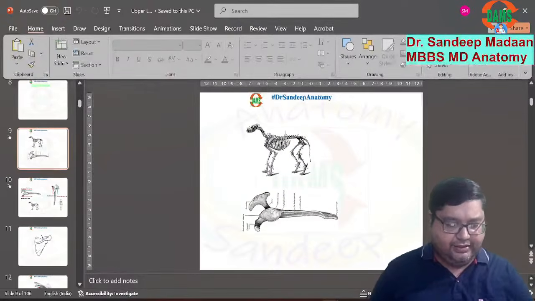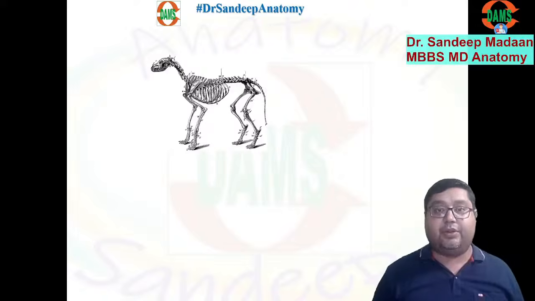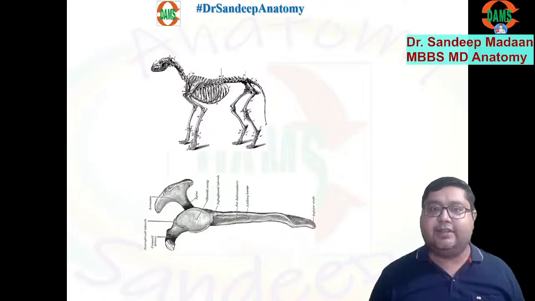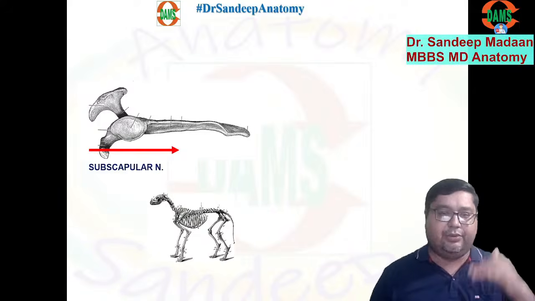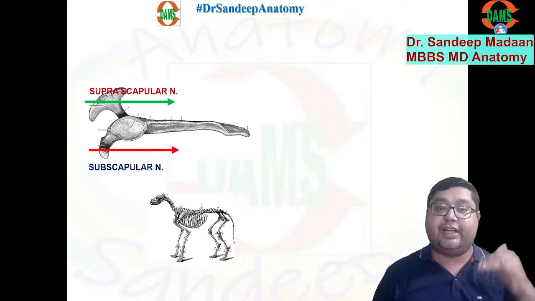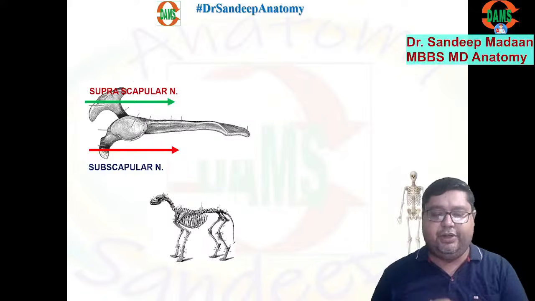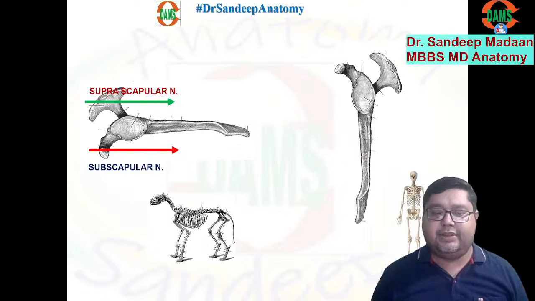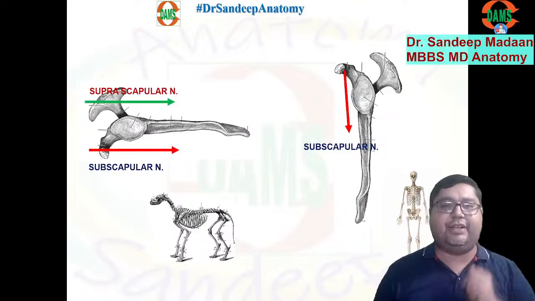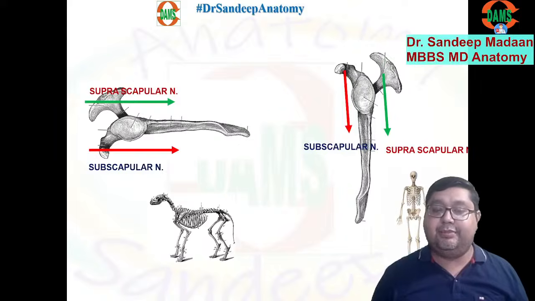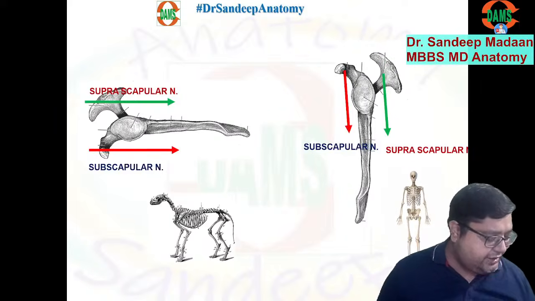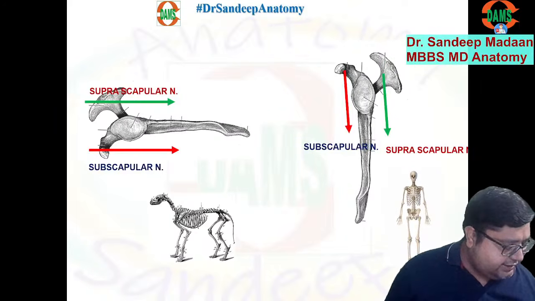See this part, beta. When our ancestors were quadrupeds, at that time the scapula was like this. When the scapula was like this, the nerve coming below is subscapular, and above is suprascapular. But when we took the erect position, the scapula became like this. The nerve which was below is now in front, but the name is still subscapular. The nerve which was above is now behind, but the name is suprascapular. Did you get the orientation? Is that all clear? Yes.